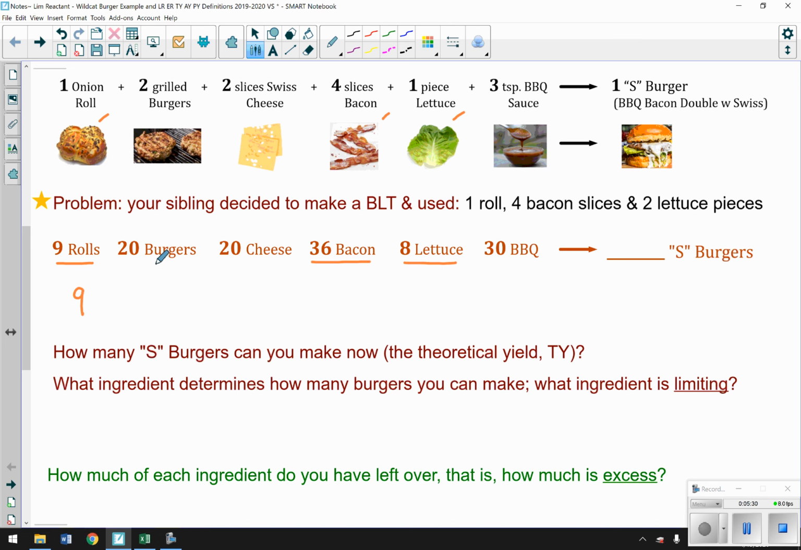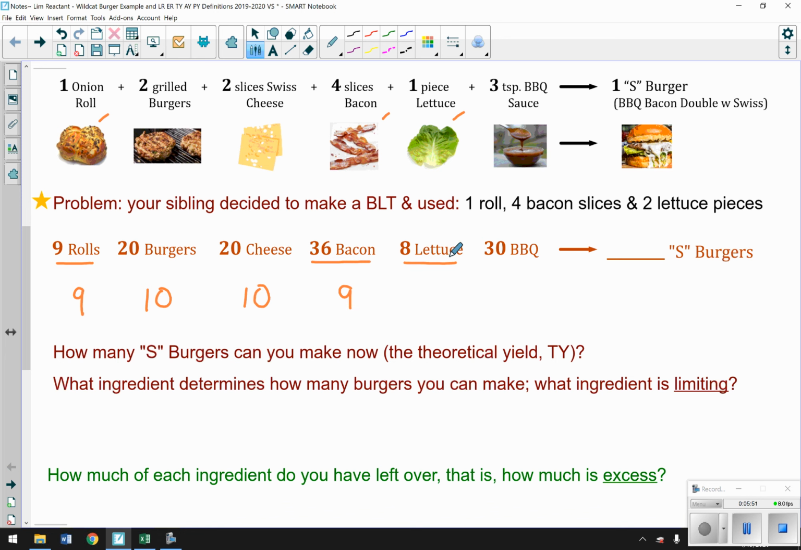If you look at the 20 burgers and you need 2 per, you could still make 10 S burgers just based on the amount of burgers. You could still make 10 S burgers based on the amount of cheese. Okay, you have 36 bacon. It takes 4 slices per. So just based on the bacon, you could only make 9 S burgers.